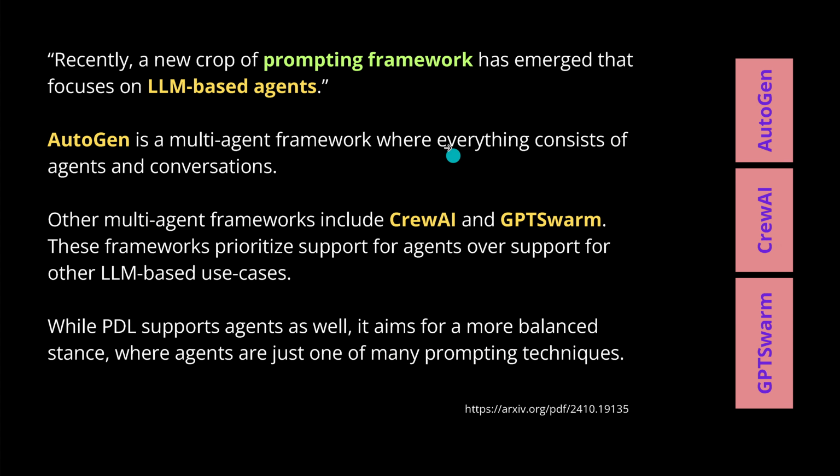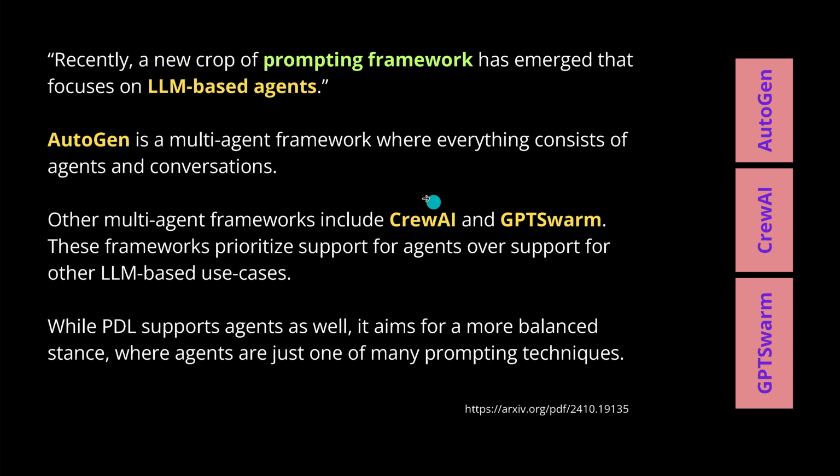And of course, as the authors tell us, there's a new crop of prompting frameworks based now on agentic systems. And the authors of the study, IBM and UC Davis, tell us they focus on 3 points here, AutoGen, a multi-agent framework.